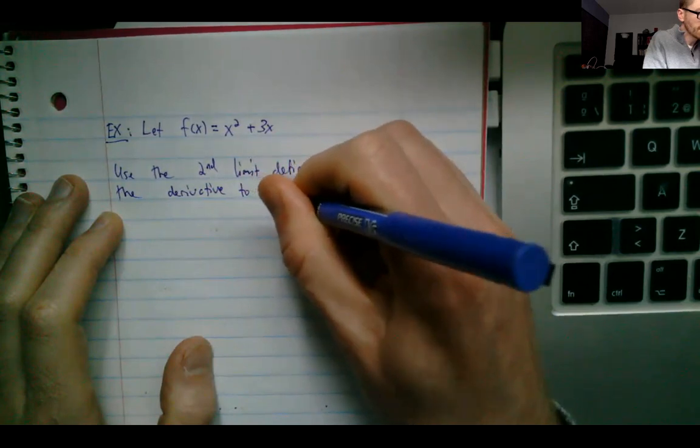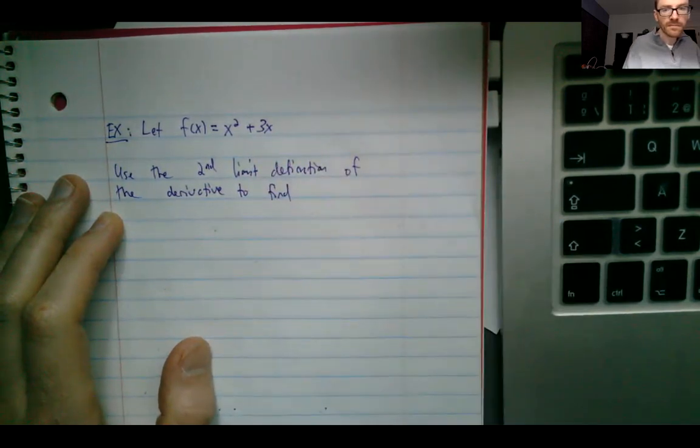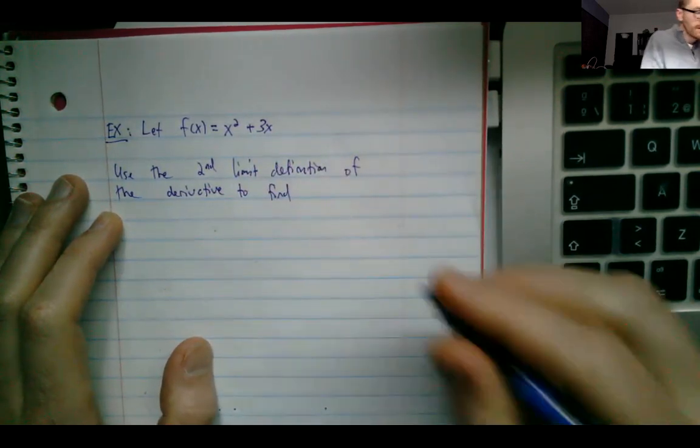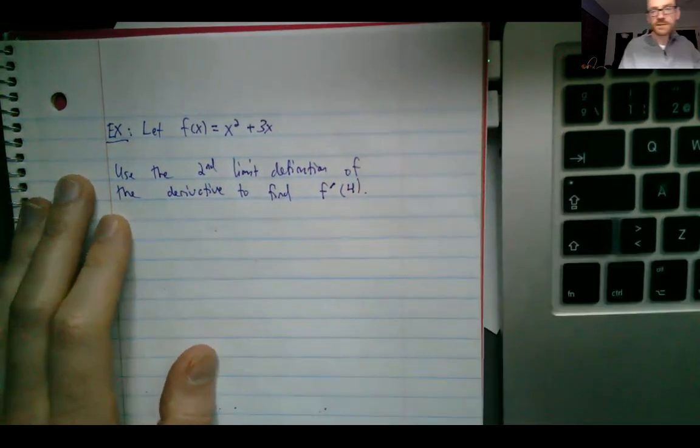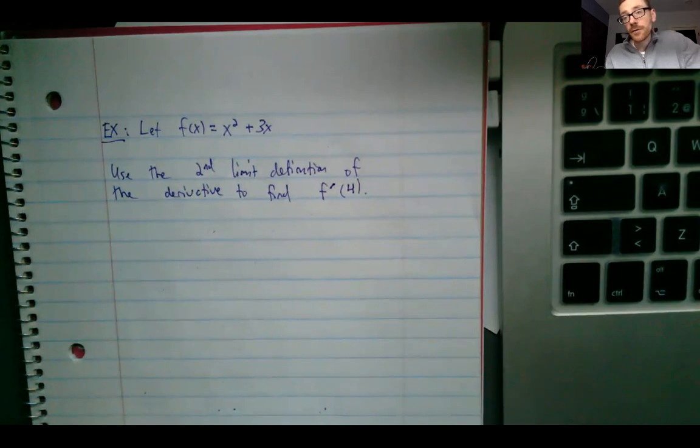To find f prime of 4. Okay, so I'd like to find the derivative at 4, or if you like, the instantaneous rate of change at 4, or if you like, the slope of the tangent line at 4. All that stuff means the same thing. Okay, but I'm going to use this new limit definition.